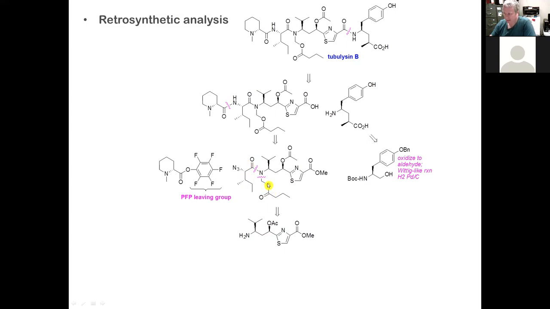And then they also make this weird hemiaminal thing, which is actually part of the drug. That's a kind of a weird bond, but it's really easy to make. So this is an unusual functional group, right? But it is part of the drug, and they need it, so they make it. And I'll show how they make it in a second.